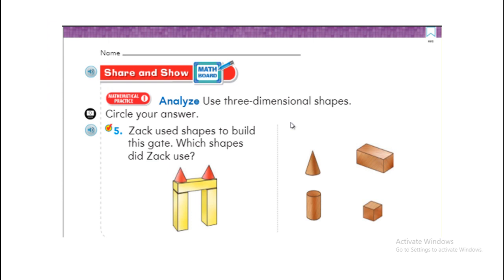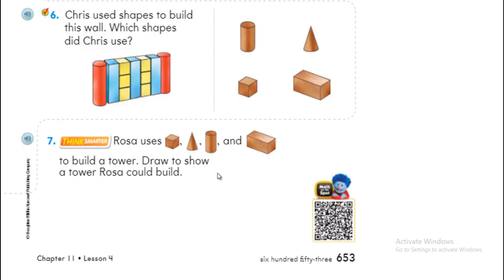Again, another problem. Zach used shapes to build this gate. Which shapes did Zach use? Well, he used the same shape here, here, and here. All of them are rectangular prisms. And this shape is also a cone. So here we circle the cone and we circle the rectangular prism. Did he use a cylinder? No. Did he use a cube? No.